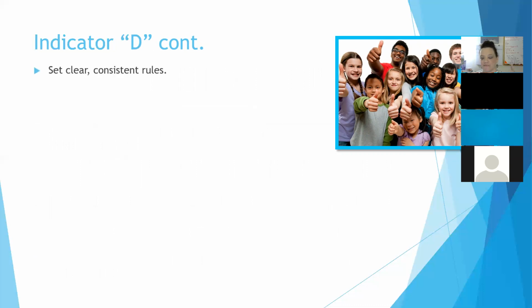So, right, how do we do this? We set clear and consistent rules. We talked about that, right? And I'm going to go back, make sure that your entire staff is on board with the rules. Because if one staff member is letting something slide and another one is not, that builds resentment between staff, but it's also really confusing for kids, right?